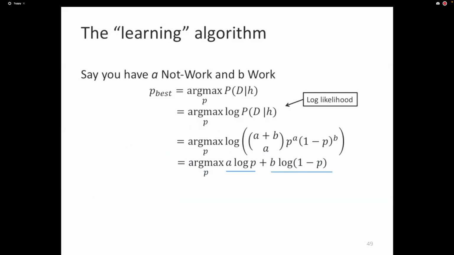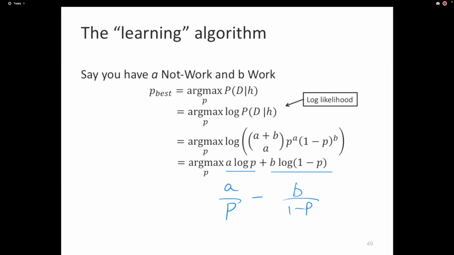Take the derivative. There's a question on Zoom that I'll get to later. You can take the derivative of this with respect to P. What's the derivative? Help me out here. This is A divided by P, minus B divided by 1 minus P. So just put a minus here. Oh, did I write P? Oh, yes, thank you.